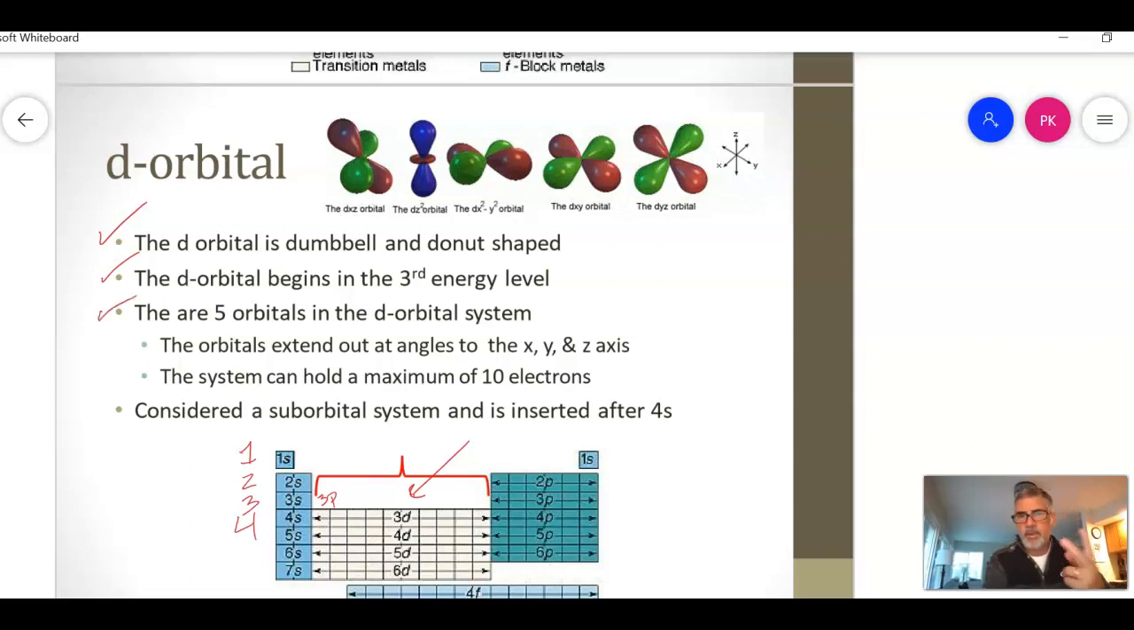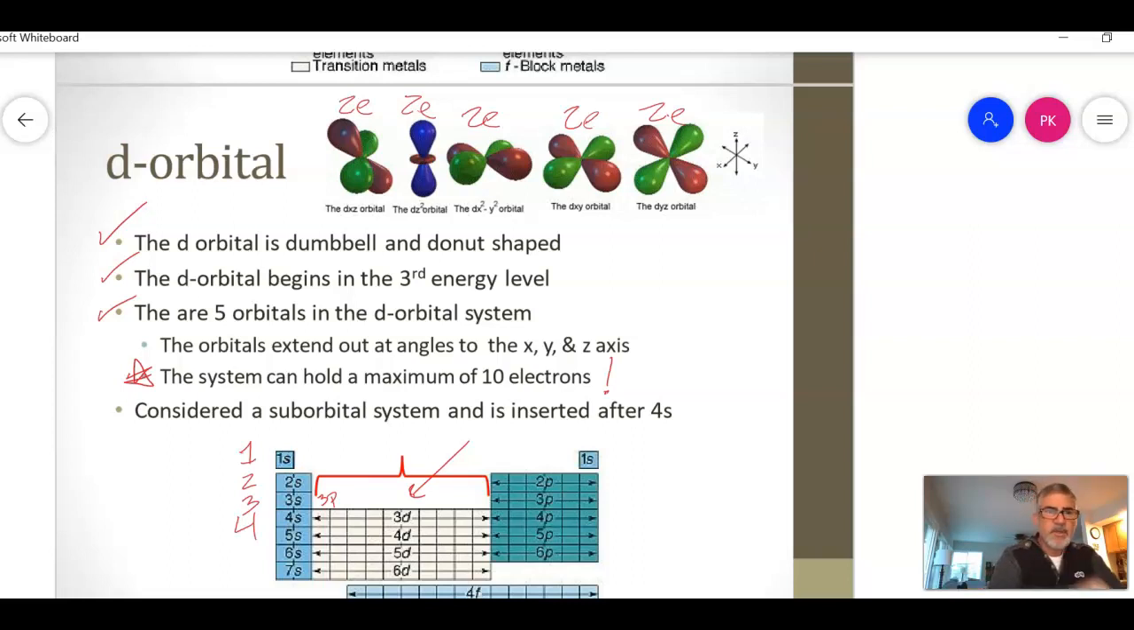Remember, each orbital can hold 2 electrons. So you can see the dxz, they go in the planes in between the y, the x, and the z coming in and out. So they kind of go in the in-betweens. They can hold a maximum of 10 electrons. So 5 orbitals with 2 each: 2 electrons in here, 2 electrons in here. Each of those can hold 2 electrons, 2, 4, 6, 8, 10, so 10 electrons maximum.